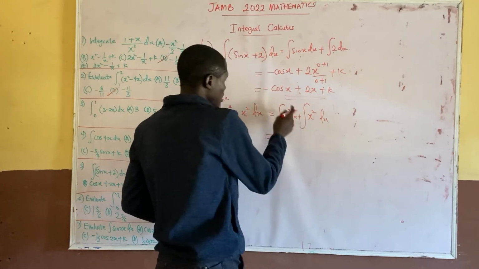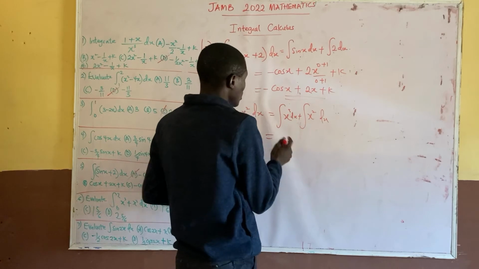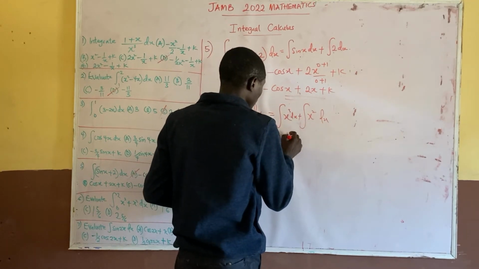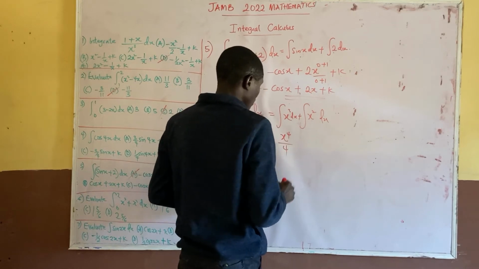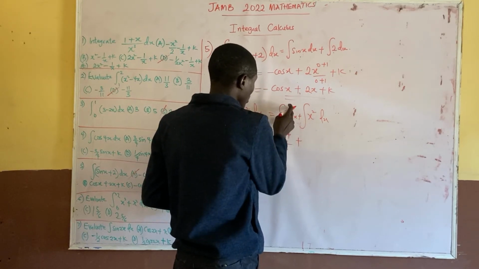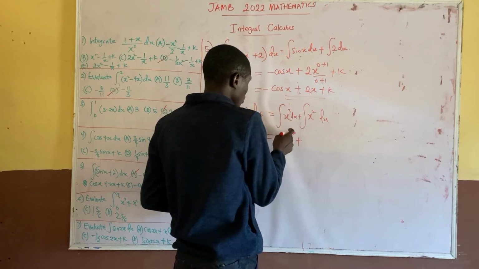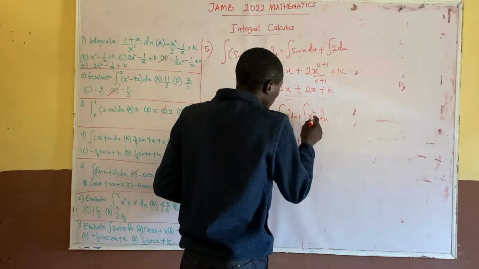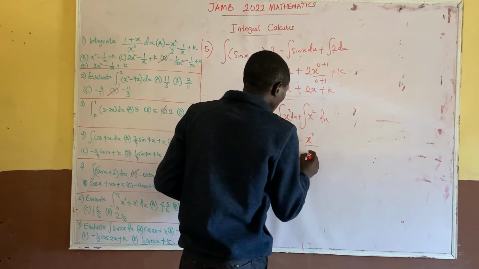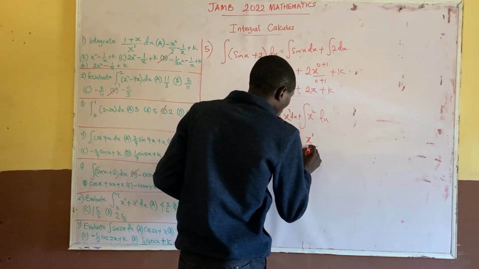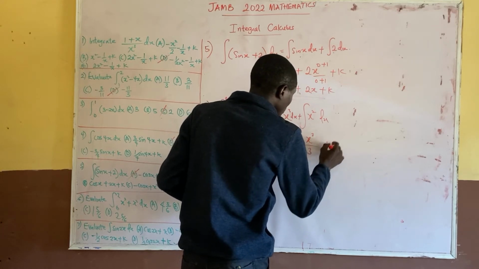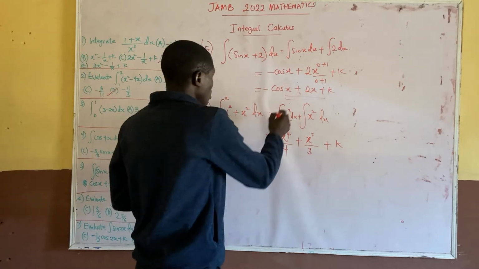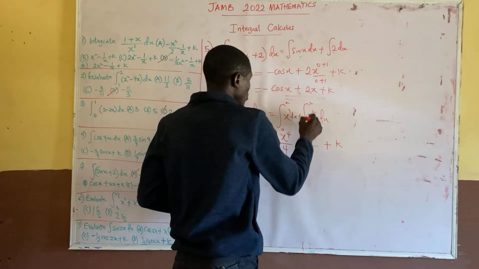Now when you integrate this, by now you should know how to integrate. You add 1 to the power 3, so it becomes 4: x to the power 4 all over 4, plus, adding 1 to the power 2, x raised to power 3 all over 3, plus k. Don't forget this one has a boundary. The boundary here is 2 and 0.